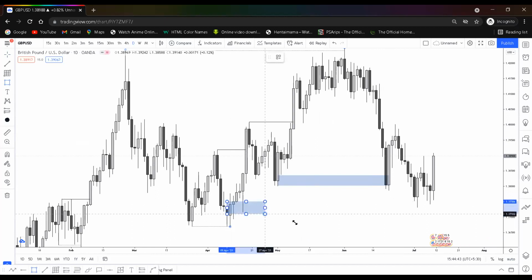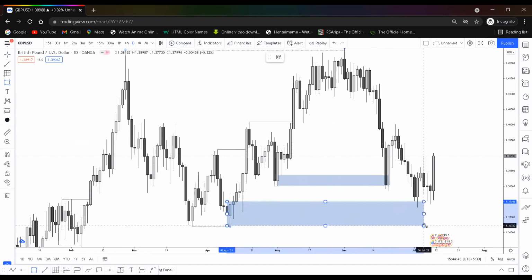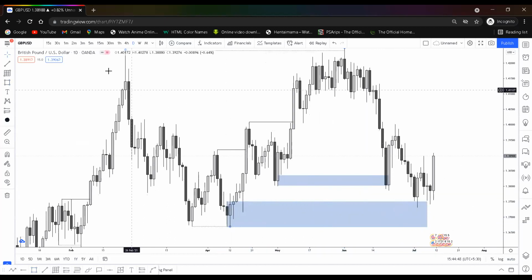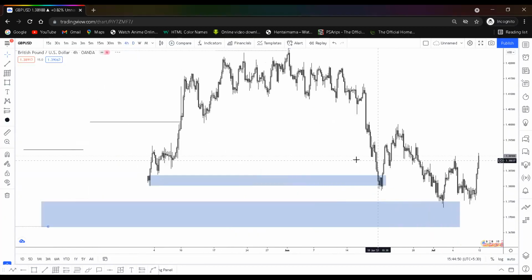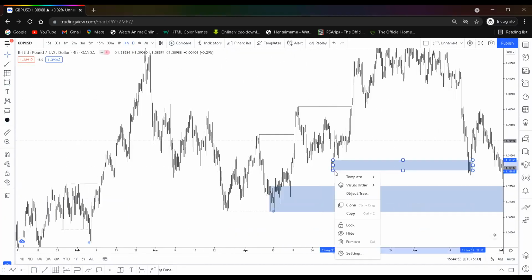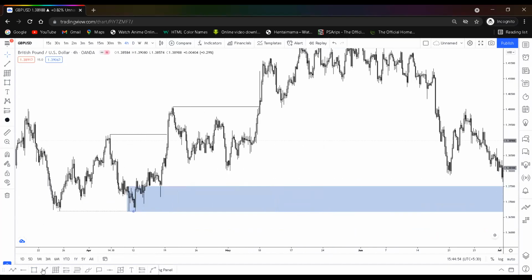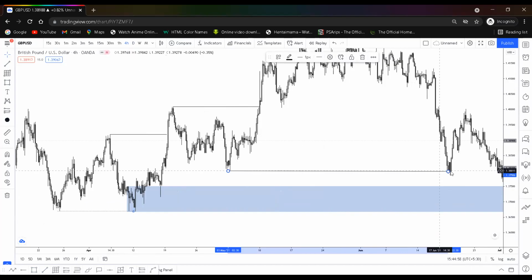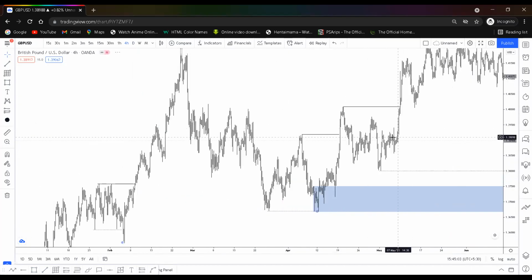This was that last push down, and then what we do is we refine it. We refine it down to the 4 hour, and now we've identified the trap. This is a trap. That's the trap. So we're going to look for something.